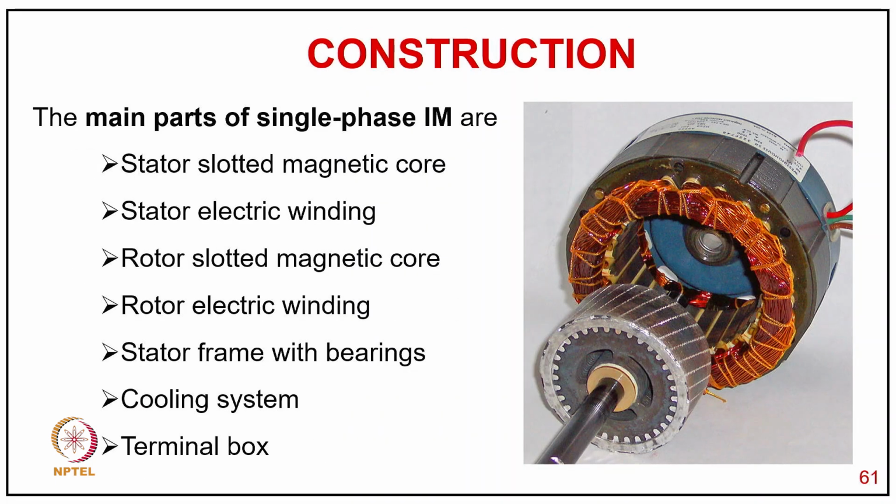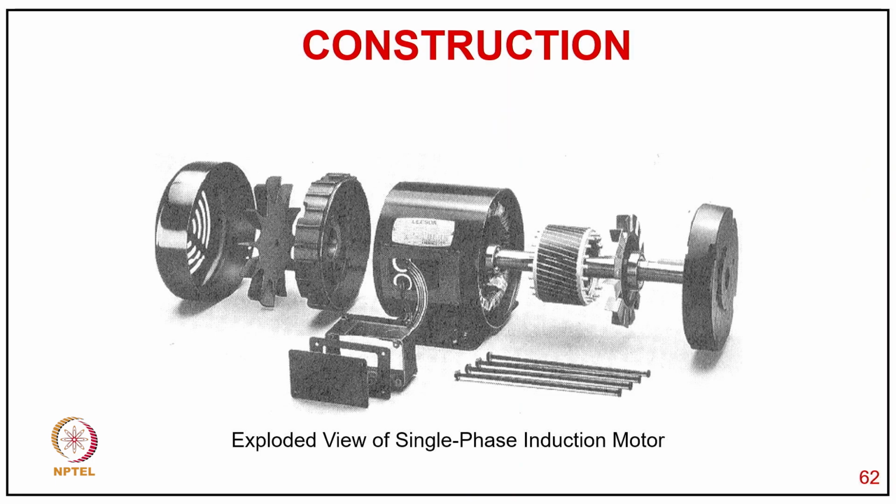The main parts of this single phase induction motor are the stator slotted magnetic core, the stator electric winding, the rotor slotted magnetic core, the rotor electric winding as a cage bar with the end ring, the stator frame, bearing, cooling system and thermal box. You can see an exploded view of the single phase induction motor with the squirrel cage: the side plate, then the cooling fan, then the squirrel cage rotor, then the stator with the winding and thermal box, then another side cover with the cooling.